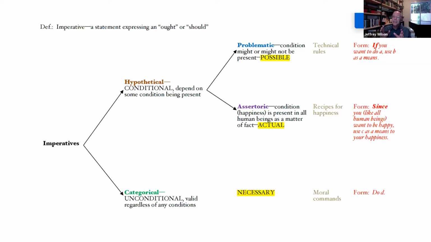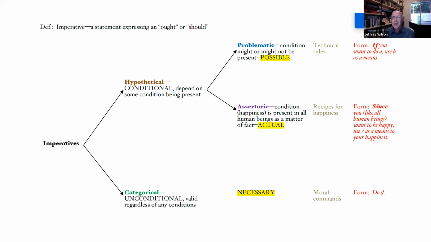So there is something absolute about it, but it's only absolute because human life takes on a particular character. We don't know that all rational beings in the universe are motivated by the desire for happiness, right? We just know that we are. So the assertoric hypothetical imperative is conditional. It's just that all human beings meet this condition. We don't know if it's true of all rational beings. So these we could say are recipes for happiness.